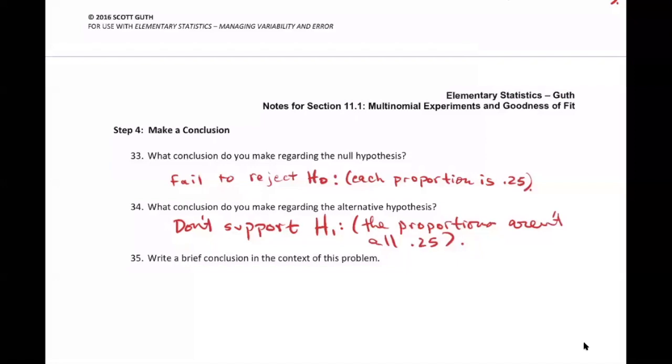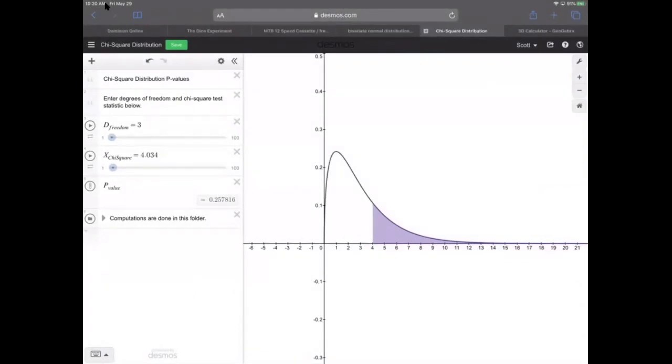Okay, guys, I'm pasting the link to this p-value calculator for chi-square. So you can click on that and it'll launch the page that I'm showing you right now. Go ahead, try this out. Put in the 3 degrees of freedom. Was it 4.034 for the statistic?